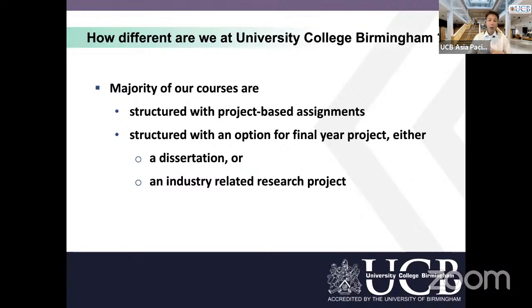For the final project, we allow students to choose either a dissertation or an industry-related research project. An industry-related research project can be a business plan, or it could be a showcase, depending on the course that you go for. So this is how different we are. If you choose the dissertation, that means it will be the traditional way, whereby you'll be required to write 12,000 to 15,000 words, depending on the course that you have applied for.